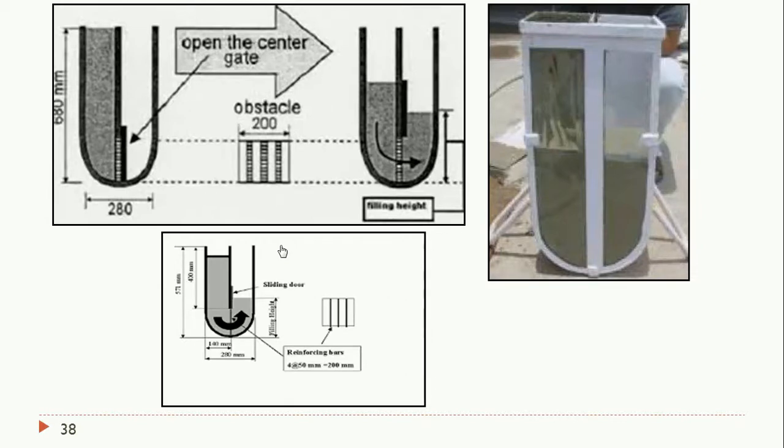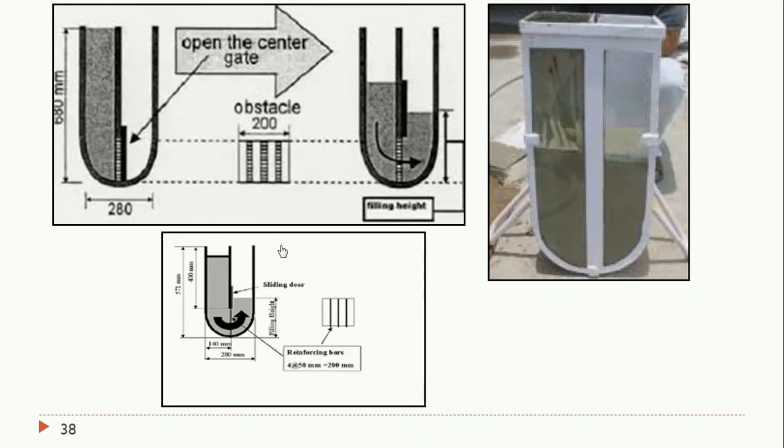So we have a U-shaped box with a center wall which separates the two compartments, and at the center it is attached with the moving gate, and that moving gate is attached with the obstacle. Obstacle means it may be the reinforcement also. Here the reinforcement with a nominal diameter of 12 mm is installed at the gate.